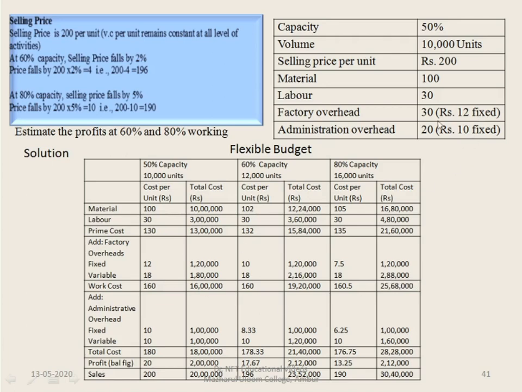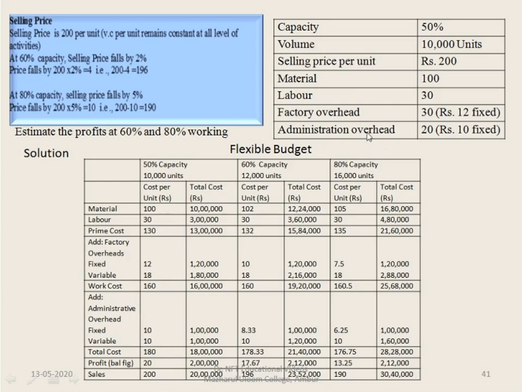Now coming to the fixed cost, 12 is fixed. So 12 into 10,000 is 1,20,000. This 1,20,000 will be common for different levels of capacity. Then you divide 1,20,000 by 12,000 units, and 1,20,000 by 16,000, which will give you 7.5 fixed cost per unit. If you add prime cost and fixed overheads together, you get the works cost.